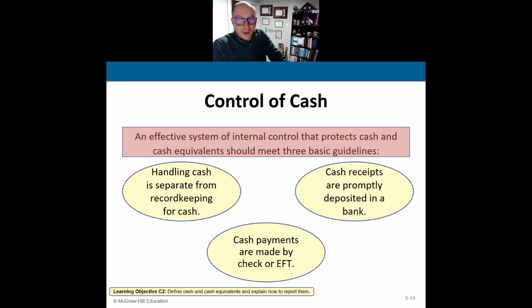Okay. The third part of controlling cash is that cash payments are made by check or EFT, also known as electronic funds transfer. Checks are nice and simple. It's paper money, baby. It's got the dollar amount, who is paid to, signature. I love when I get checks. I could get a check in the mail, and I'm cool with that.